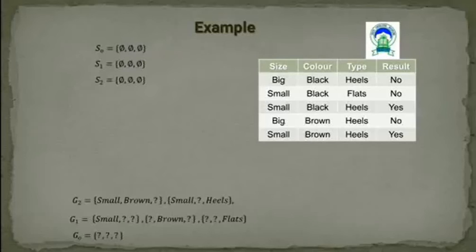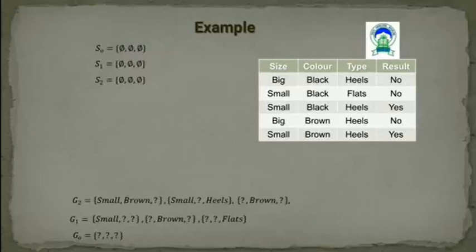Now let's get to the second bracket of G1. The first bracket is completed, guys. Now let's get to the second bracket. So question mark, brown and question mark. Is it a match? No. The result here is no, and the result given is no. It is a match. So let's write the same thing in G2 also.